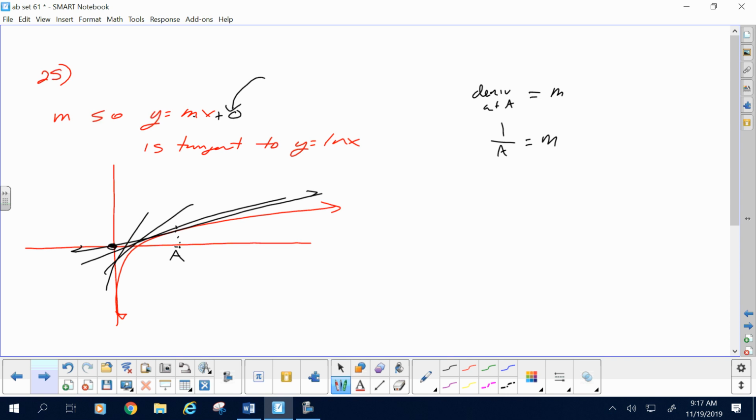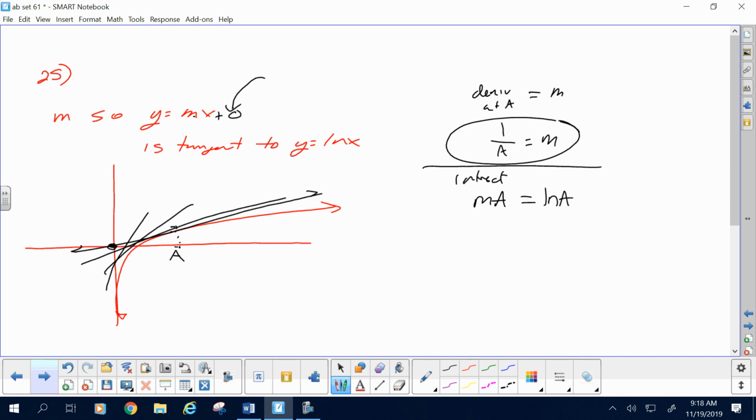What else do you know about the two graphs? They have to meet. They have to touch at the point of tangency. So that means if they intersect, then isn't the line at point A, mA? And that needs to equal the log at point A, which is natural log of A, yeah? Between those two things, then, you should be able to get going.